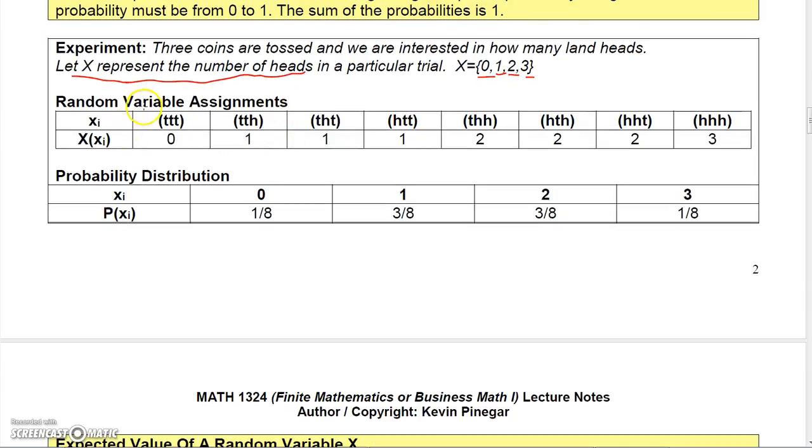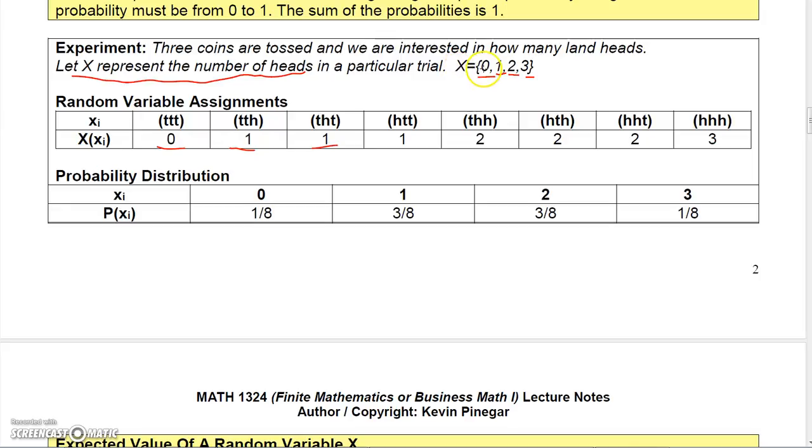Now, look at the random variable assignment. If you get tail, tail, tail, X would be 0 because no heads. Tail, tail, head, X would be 1. Tail, head, tail, X would equal 1, and so forth. You can just read the rest of it across there. So now let's find the probability of each of these values of the random variable.